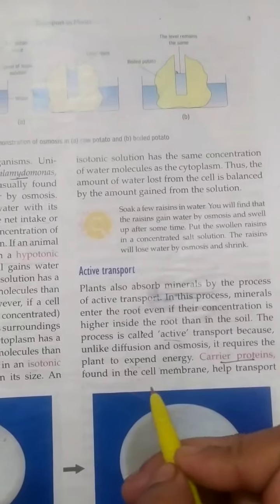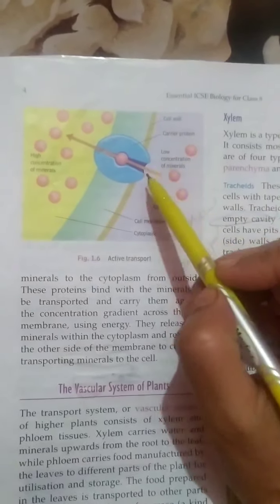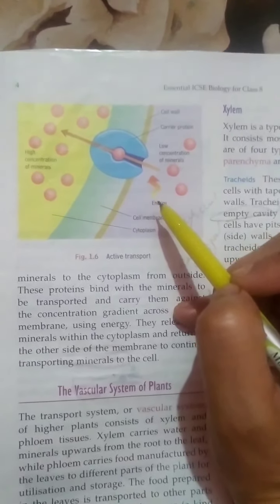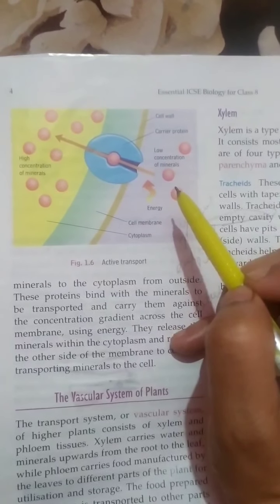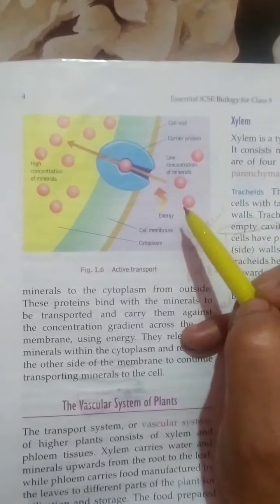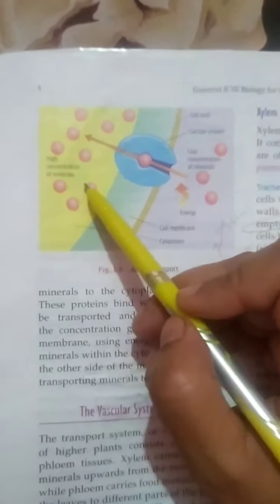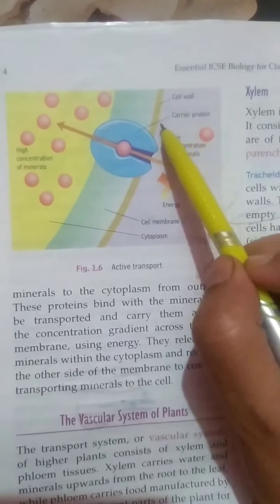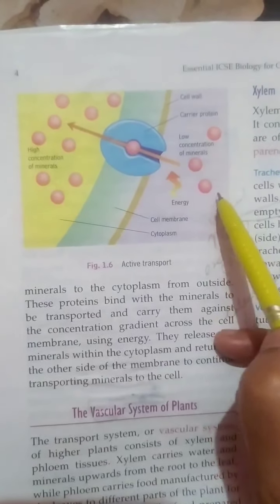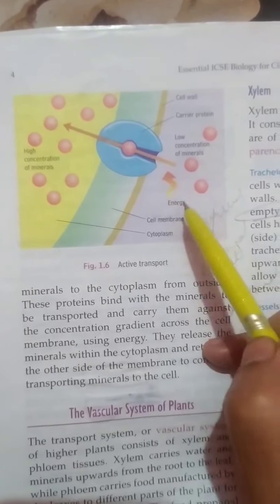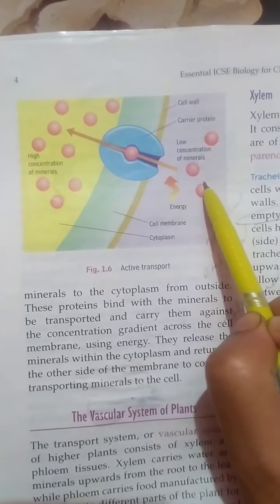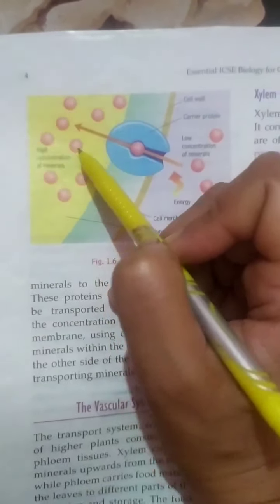Carrier proteins are found in the cell membranes, which help in the absorption of minerals. The concentration of minerals is even higher inside the root, so from the outside, the plant takes the minerals inside by expending energy. In the diagram, you can see a higher concentration of minerals inside the root, and this is the cell wall. These are the carrier proteins which help in active transportation. Outside, the minerals are less, so energy is required, and through these carrier proteins, the minerals move from the lower concentration toward the higher concentration.